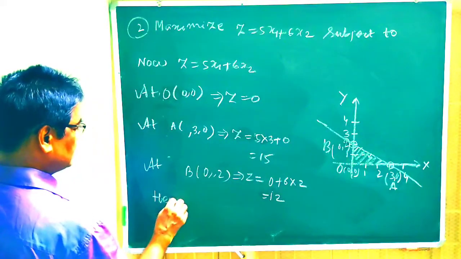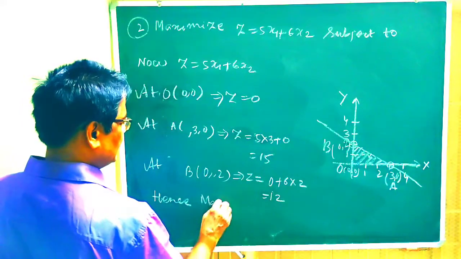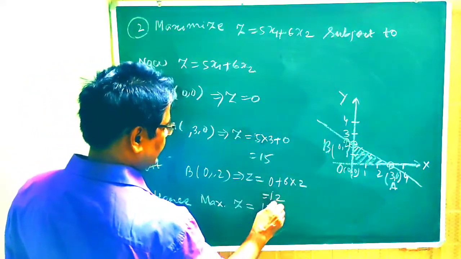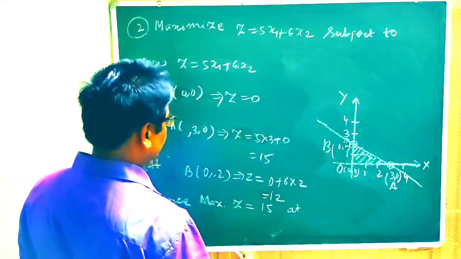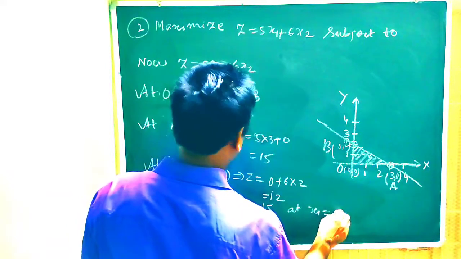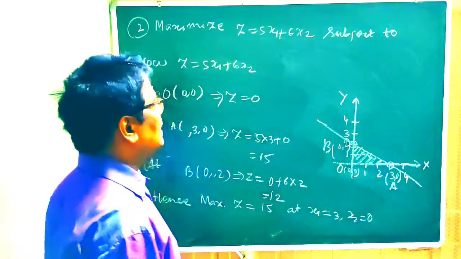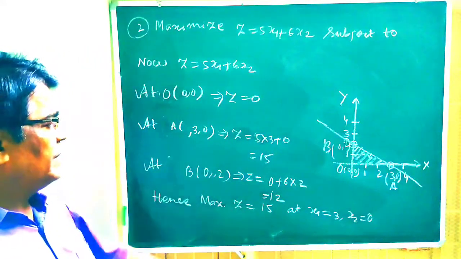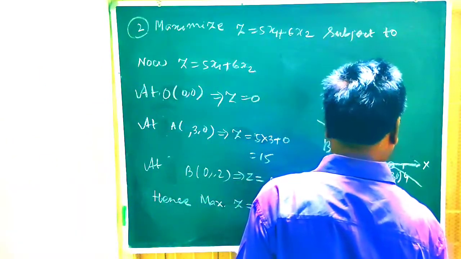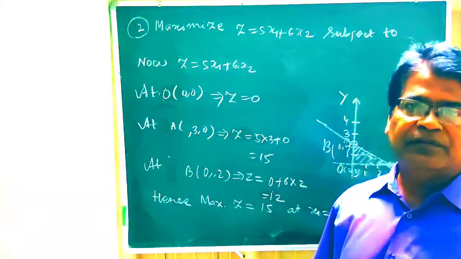Hence, maximum of Z is equal to 15 at x1 is equal to 3, x2 is equal to 0. So we get the maximum value of Z is equal to 15 at x1 is equal to 3, x2 is equal to 0. Answer. So our second problem is solved.